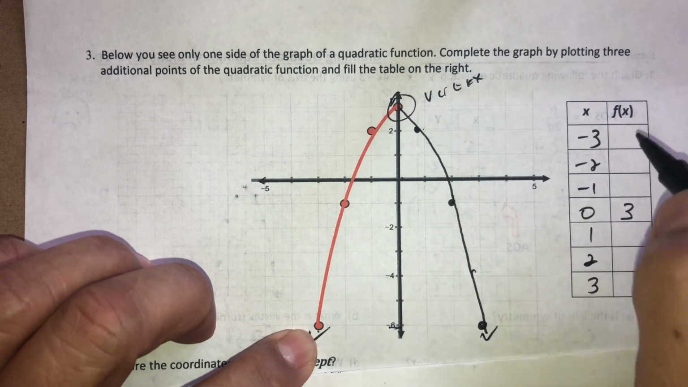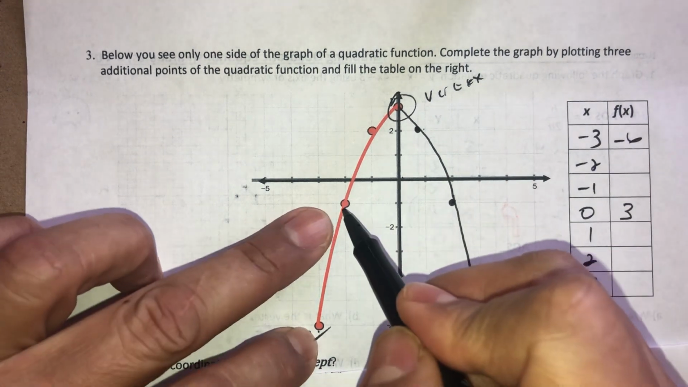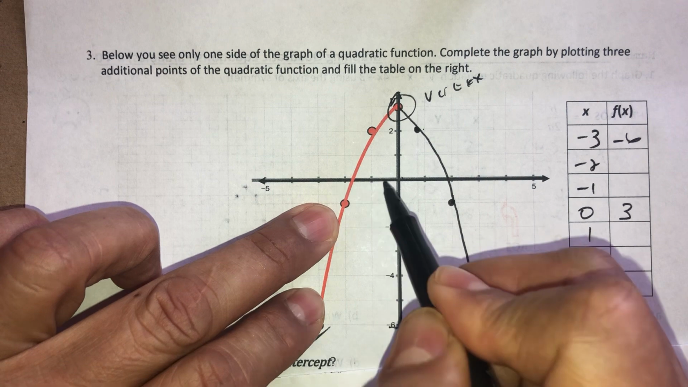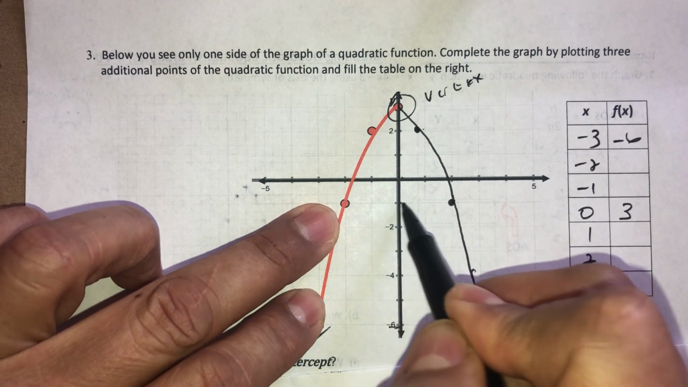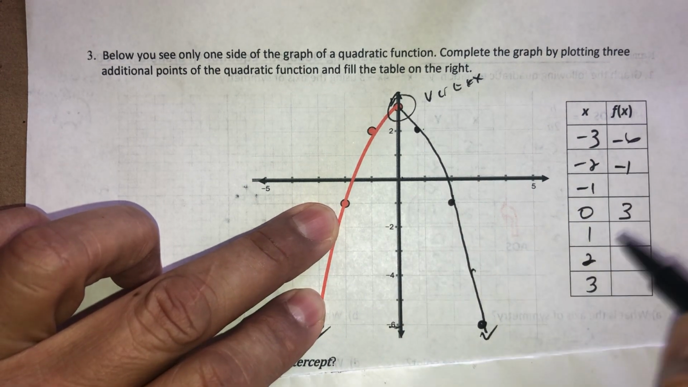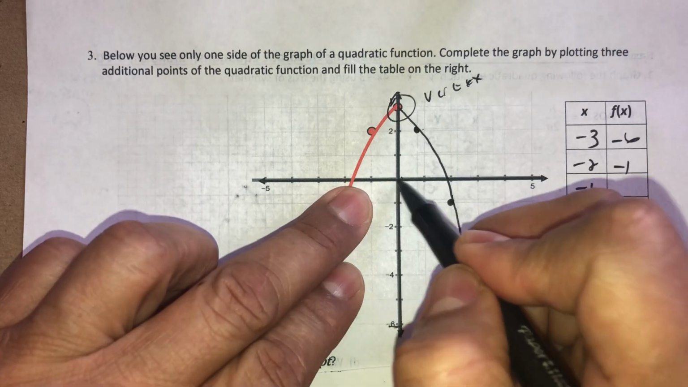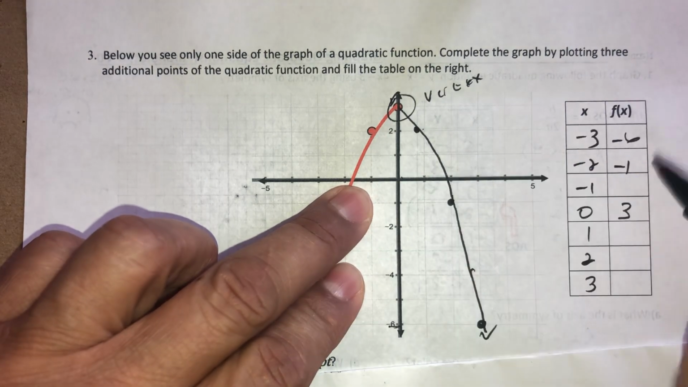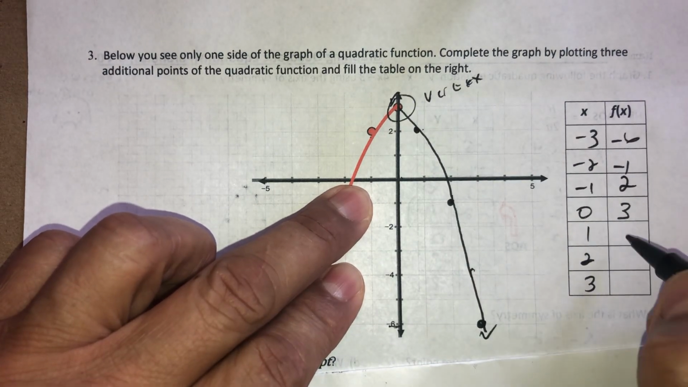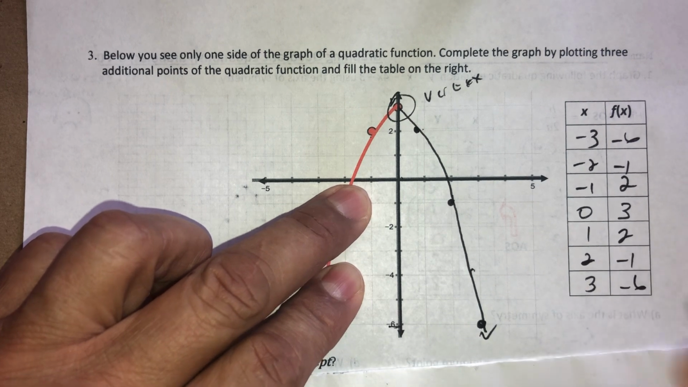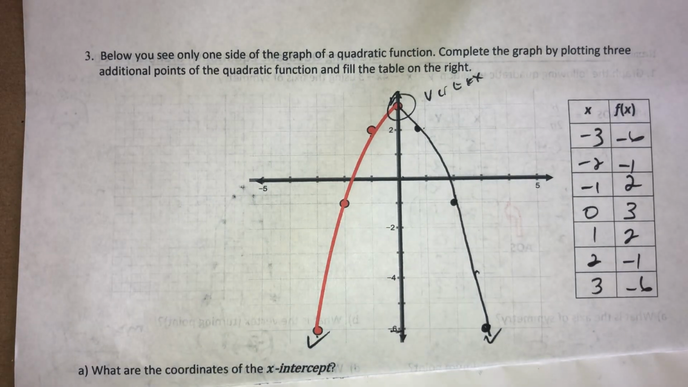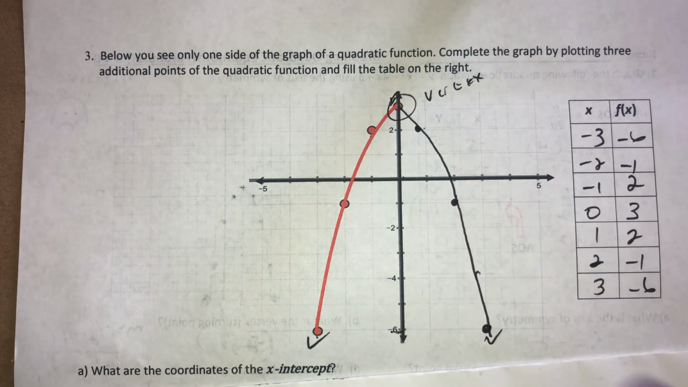What is the value of y? -6. This point right here, when x is -2, what is the value of y? -1. And when it's -1, which is right here, what's the value of y? +2. And after here, everything's going to start repeating. So there's my table right there. So I think there's one like that on the homework.